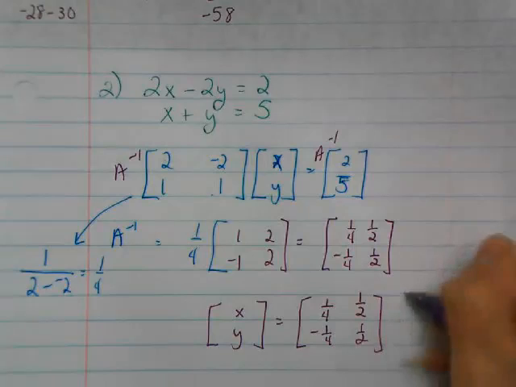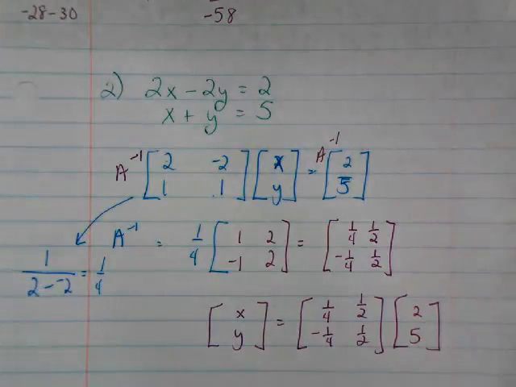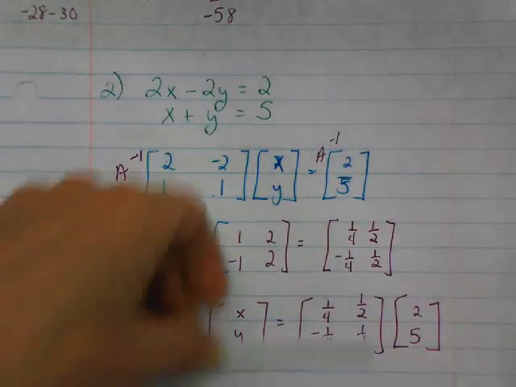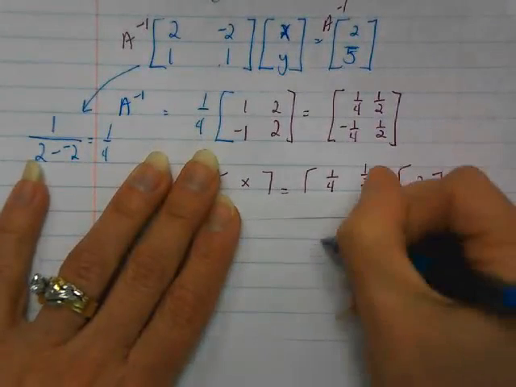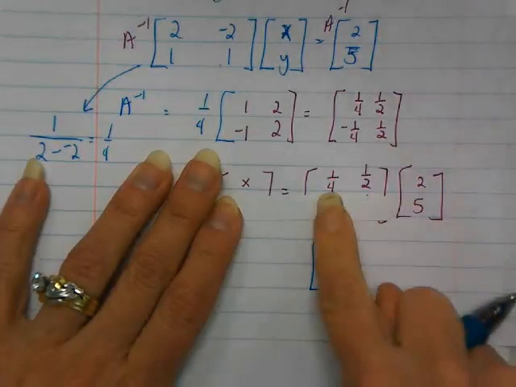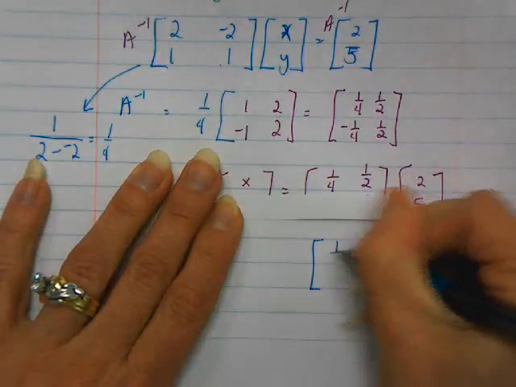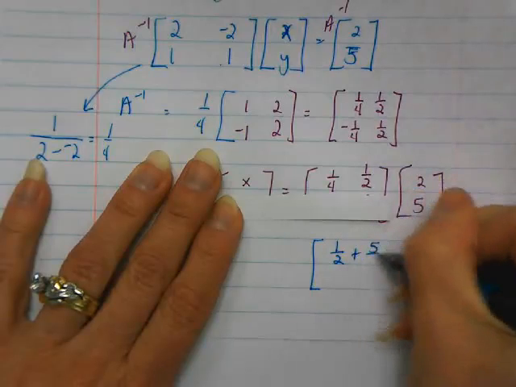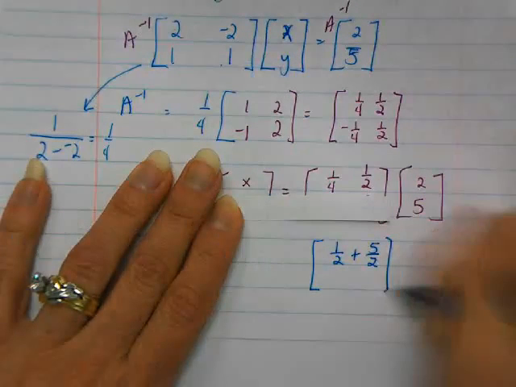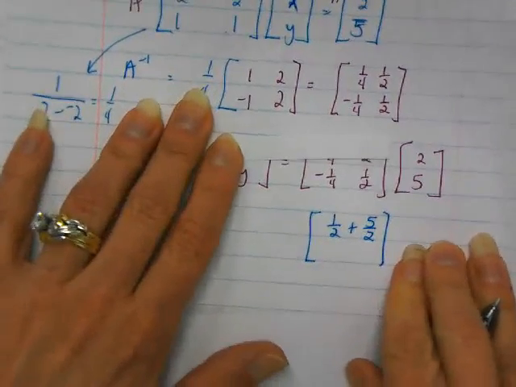Alright, so I'm going to do row 1, column 1. If you're panicking about the fractions, grab your calculator, it can do them for you. So 1/4 times 2 is 1/2. 1/2 times 5 is 5/2. Let's do the top. Second row, column 1. 1/4 of 2 is a negative 1/2. 1/2 of 5 is 5/2.